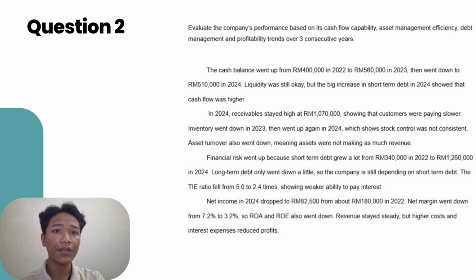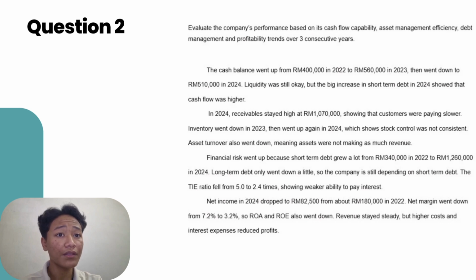Financial risk went up because the short-term debt grew a lot from RM 340,000 in 2022 to RM 1,260,000 in 2024. Long-term debt only went down a little, so the company is still depending on short-term debt. The TIE ratio fell from 5.0 to 2.4 times, showing a weaker ability to pay interest.